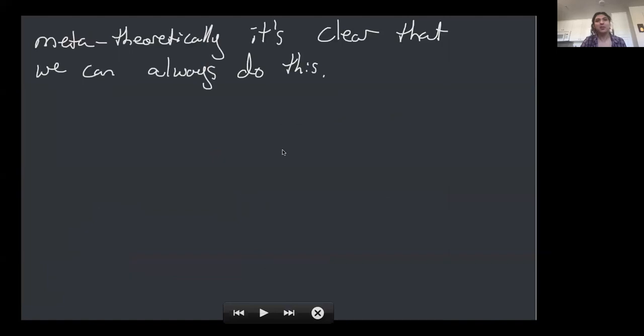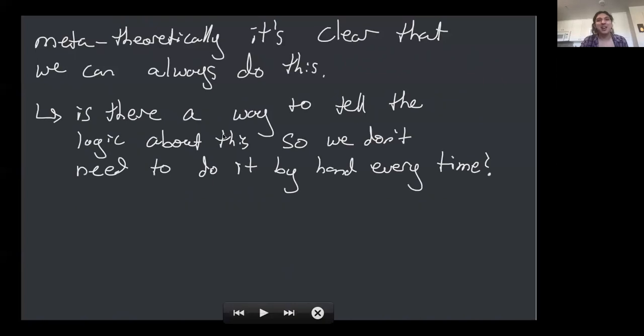Okay, so meta-theoretically, it's clear that we should always be able to do this, right? If you give me two types and their equivalence, and you give me some proposition on one type, I should always be able to get a similar version of the proposition for my other type by taking my proposition, transporting along the equivalence, doing the thing over here, and transporting back, right? Again, I shouldn't be using the word transport, but we're going to be allowed to use the word transport in a second.